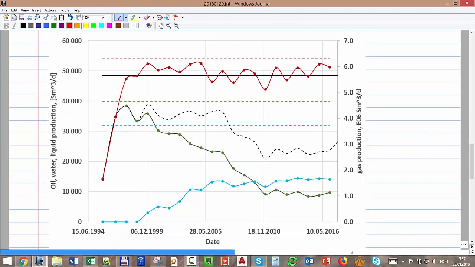And here I have plotted the maximum water processing capacity, which I should put in blue, right? This is the maximum oil processing capacity. This is the maximum liquid processing capacity. And this is the maximum gas processing capacity.